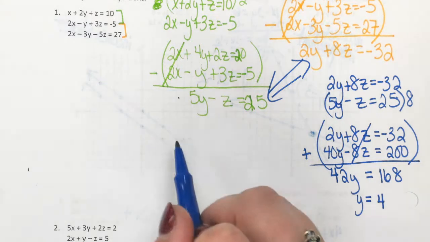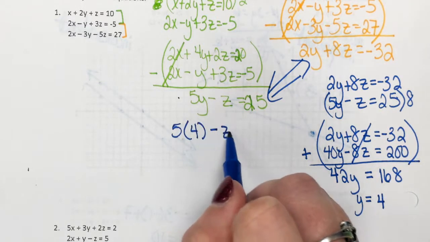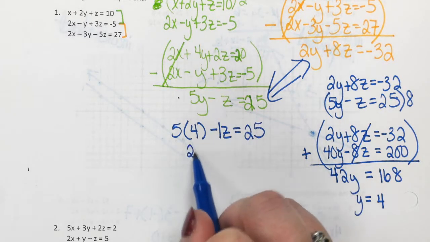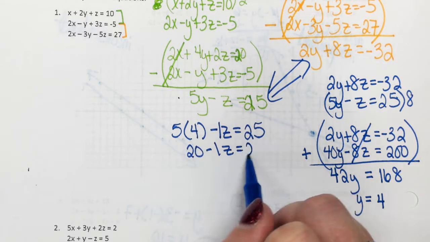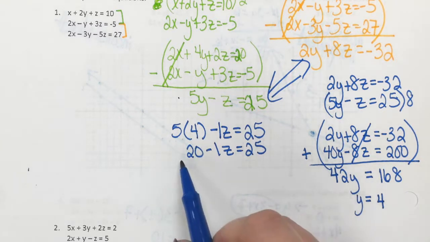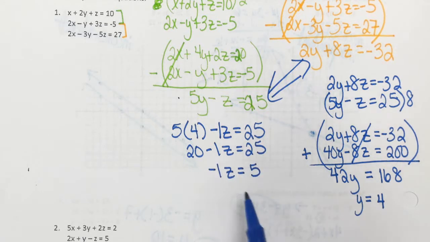5y minus z? Okay. So 5 times 4 minus z is equal to 25. So that's 20 minus z equals 25. Subtract the 20. And you get 5. And z is -5, right?